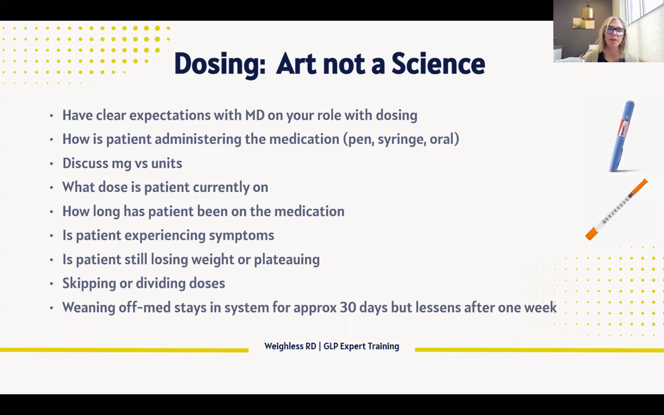Is the patient losing weight or plateauing? We're assessing certain things as patients come in, when we're trying to determine if we go up in dose. And it basically comes to three main things. Are you losing weight? What do your symptoms look like? And, oh my gosh, I'm just blanking on the other one. Oh, how do they feel, right? How do they feel?